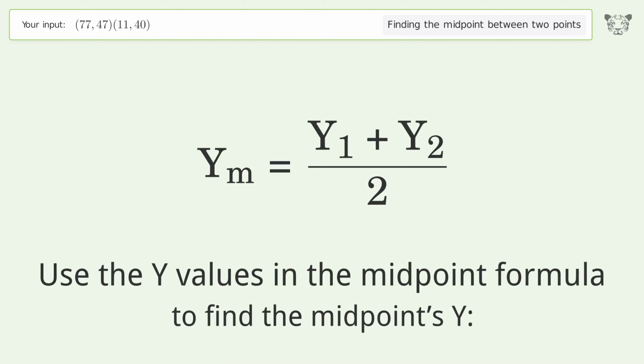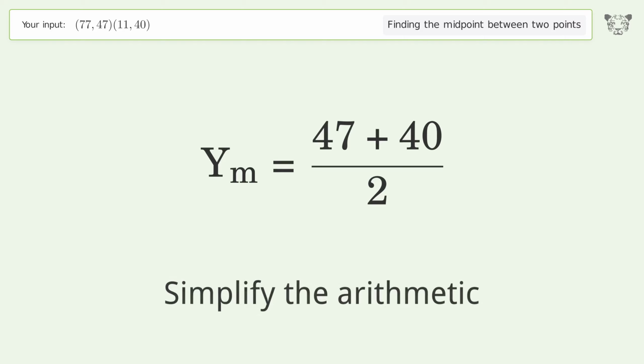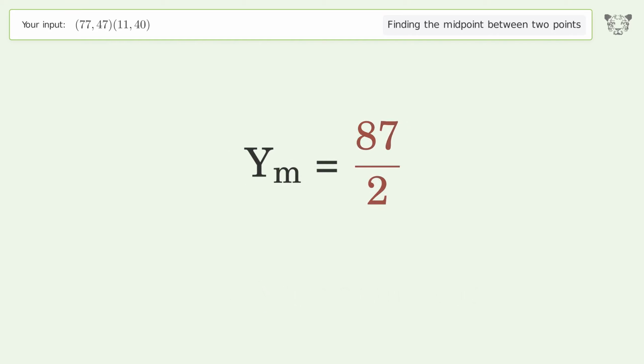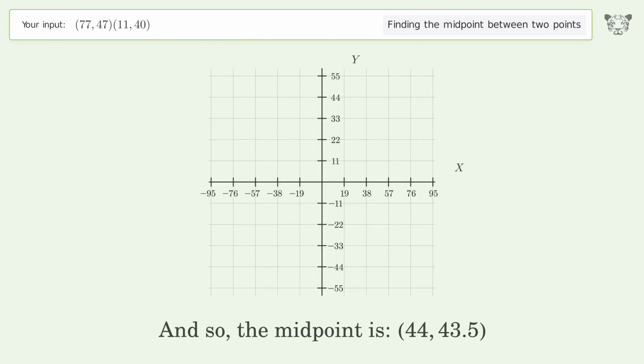Use the y values in the midpoint formula to find the midpoint's y. y1 equals 47. y2 equals 40. Simplify the arithmetic. And so, the midpoint is 44, 43.5.